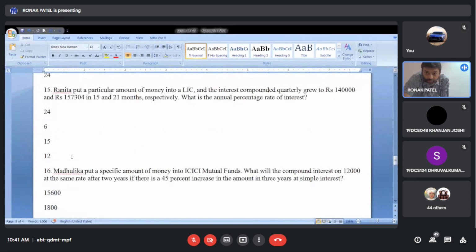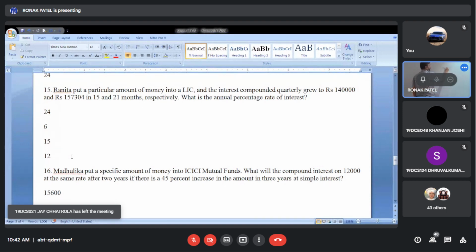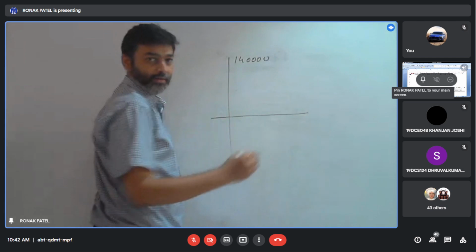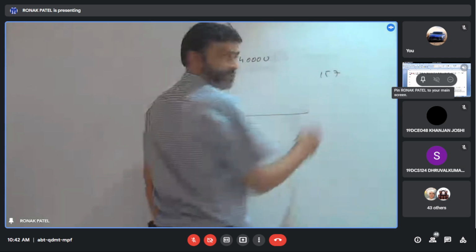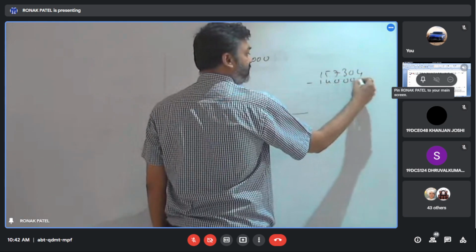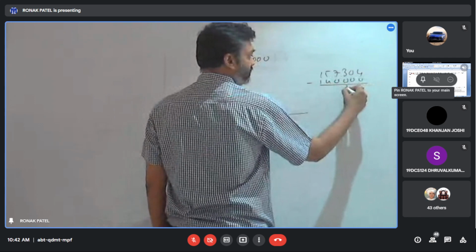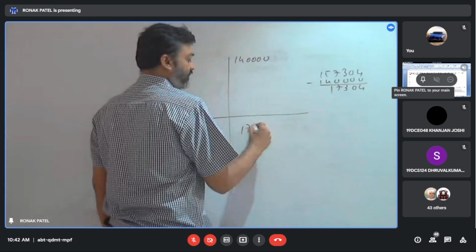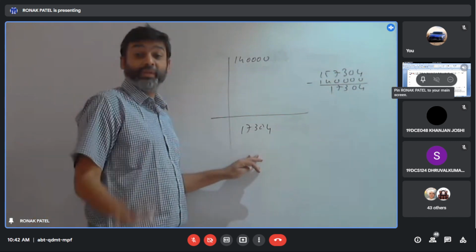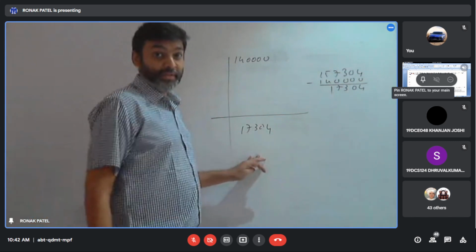Look, this is 1,40,000 rupees. They converted to 1,57,304 in 6 months, because it is for 6 months. That means I can count in this 1,40,000 and directly amount into 1,57,304. If I subtract 1,40,000, so 17,304. This is roughly what I get. 2 years interest. It is compound interest.